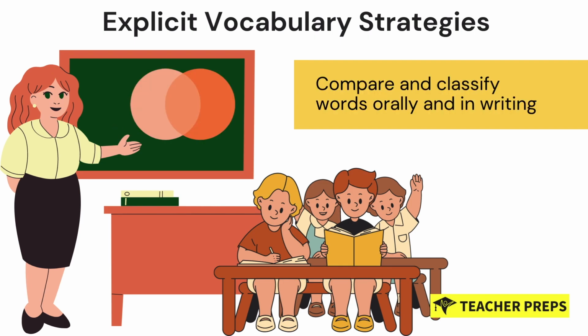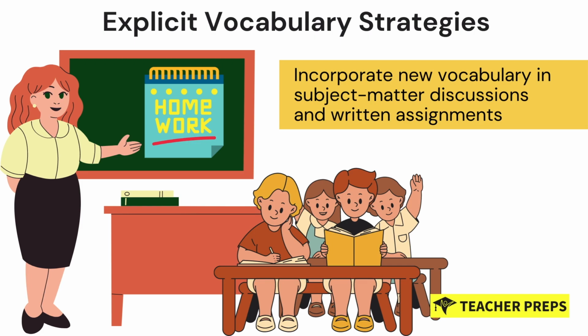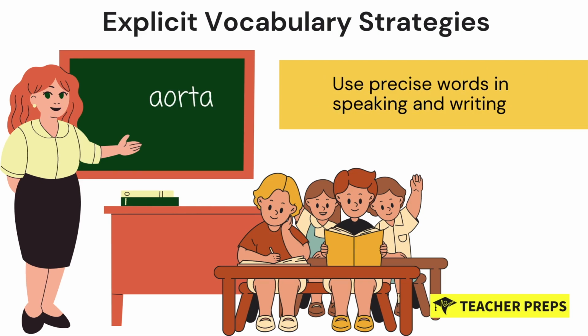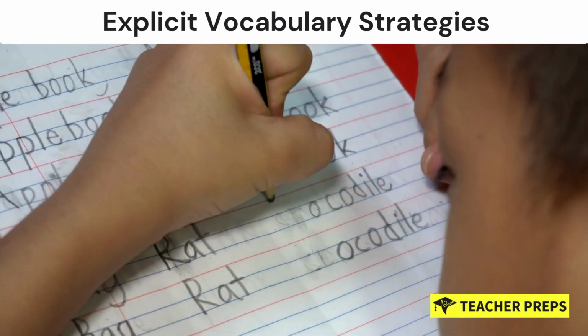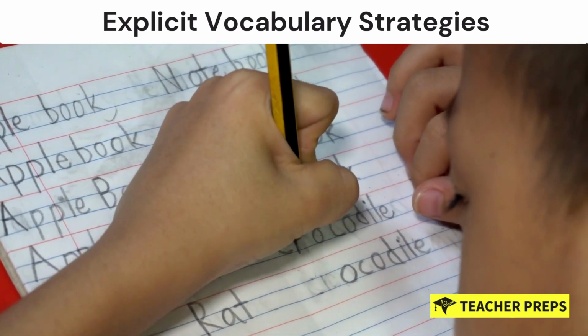Next, we can use compare and classify words orally and in writing by teaching students visual organizational methods like the Venn diagram. Generate metaphors and analogies with words orally and also in writing. We also want to incorporate new vocabulary in subject matter discussions and written assignments. For our next explicit vocabulary strategy, remember, use precise words in speaking and in writing. The strategies mentioned in the previous slides should be used to provide variety and keep student engagement high.